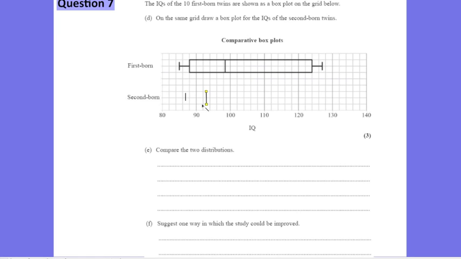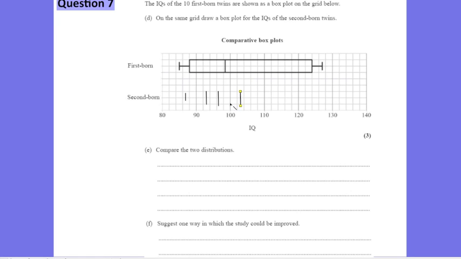Our median, 96.5. So we're looking here at 96 and we're going across a little bit further for 0.5. Not 97, just 96.5. And then our upper quartile, 103. 102, halfway, denotes here on the scale 103.